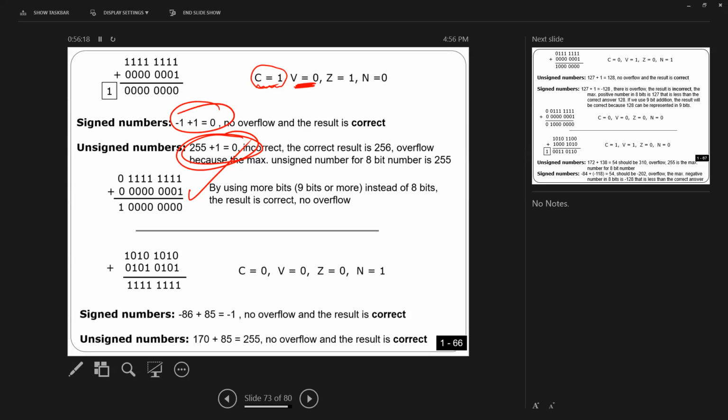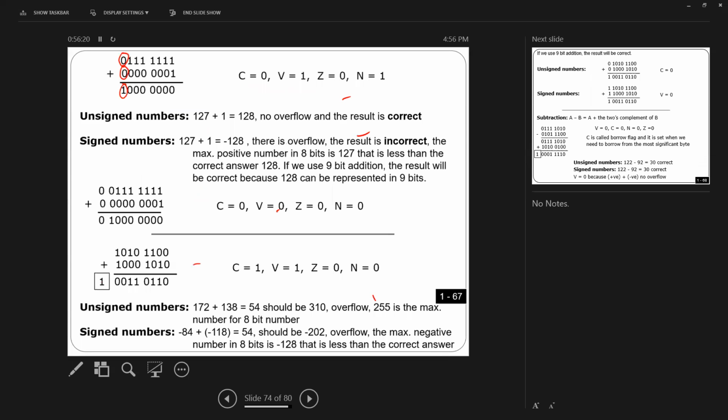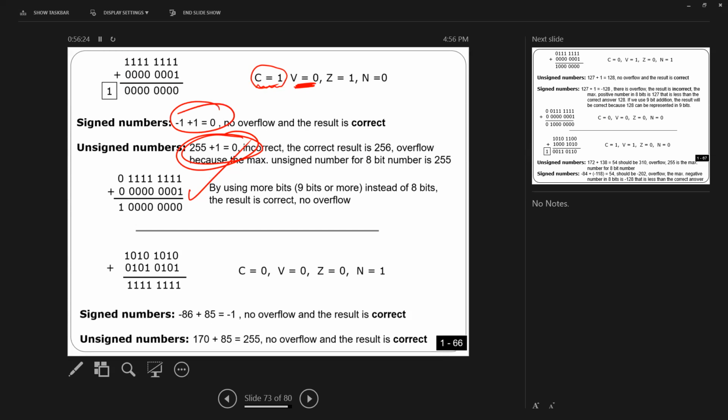I'm gonna go through maybe two more examples, but I will try to be fast. Any questions? If you have any questions, just raise your hand. Okay, let's see another one here, guys.